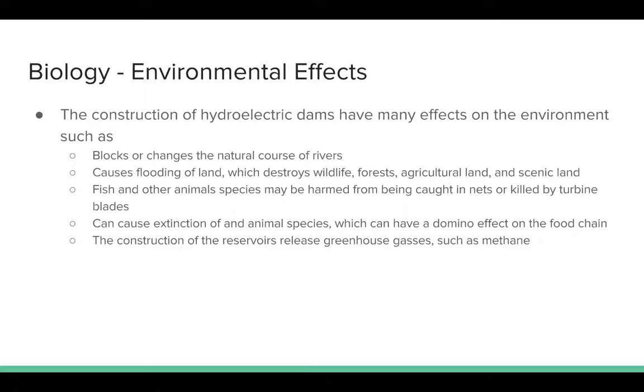Fish can also be killed by the turbine blades. An essential part of the dam is the turbine, which has long, sharp blades. Many fish can be killed by these blades, which can lead to the endangerment of certain species of fish in the lake, which can also have a negative effect on the food chain depending on their position in the food chain.